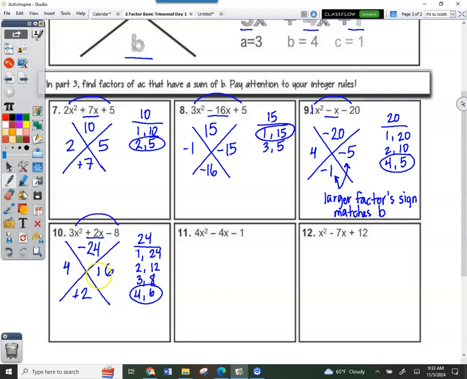Now, copy the sign of the bigger number from B, and now let's ask ourselves, does 4 times 6 give me negative 24? No. What do I need to do? Now make the 4 negative. Now check it. Does this multiply to give me negative 24? Yes. Run your eyes across. Negative 4 plus 6 is 2. So it works.